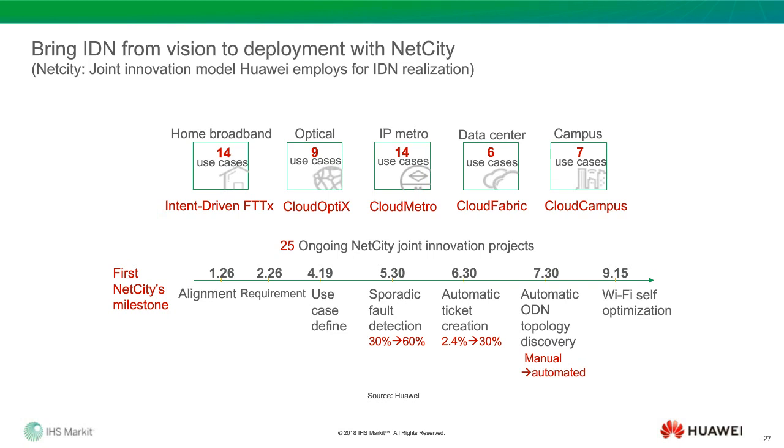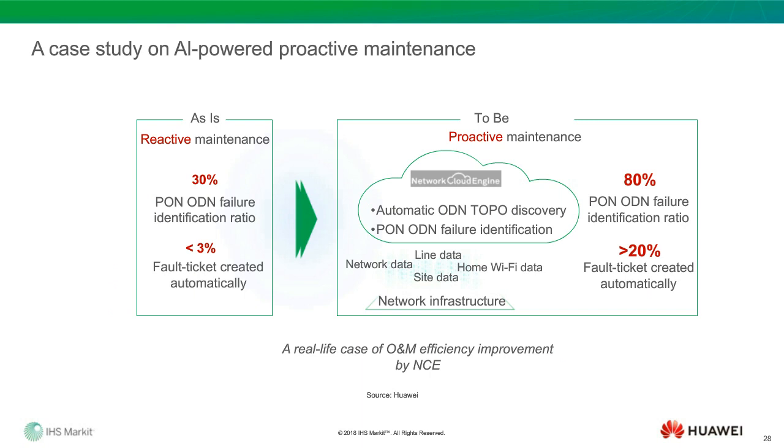And one case study, which I'm telling you about from one customer, applies AI-powered proactive maintenance. We do see the result. We use NCE with partial functions, not the whole NCE function, applied in this case. We apply some closed-loop functionalities on the optical network. If you compare the results, the failure identification ratio improved from 30% to 80%. That's a lot of improvement.